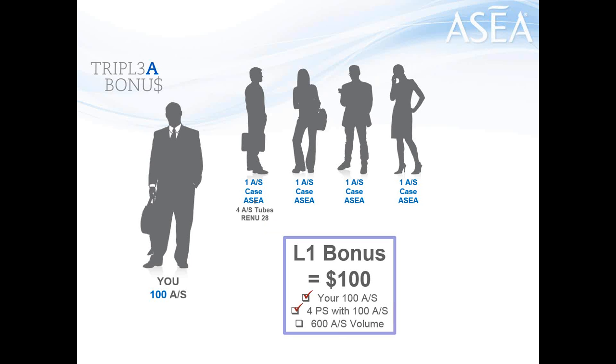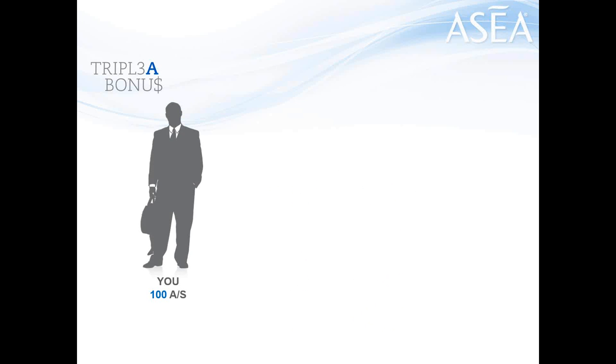But you're still going to need to have an additional 200 because amongst these 4 people, that's only 400. So let's say one person gets 4 tubes of Renew with their auto ship and another person does as well. Now you've got a total of 600, and this will meet your L1 bonus requirement. Okay, let's take a look at another scenario.